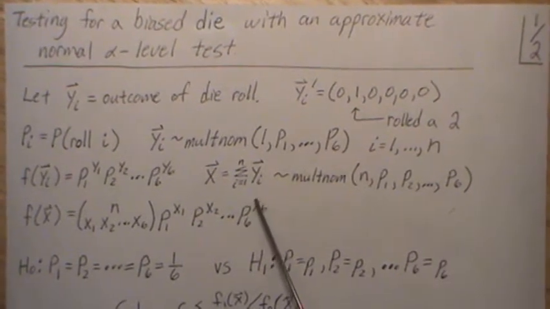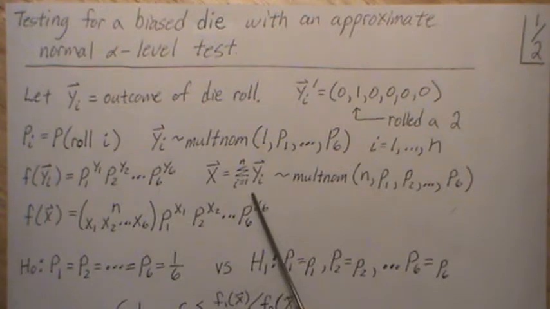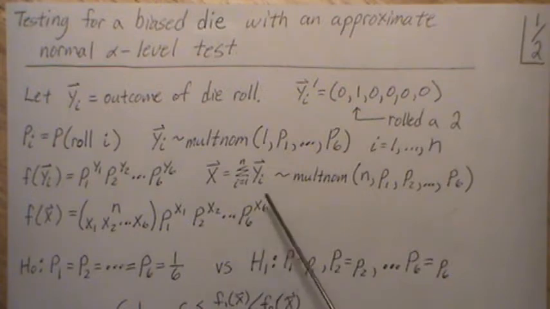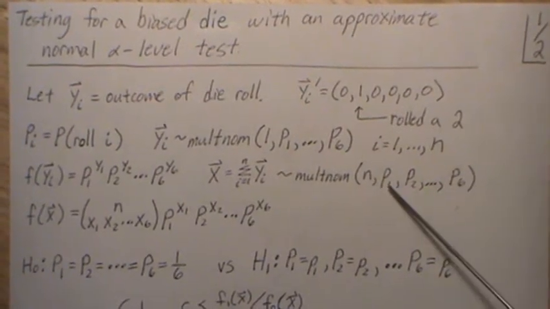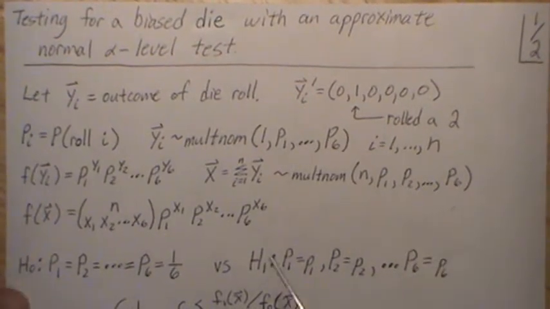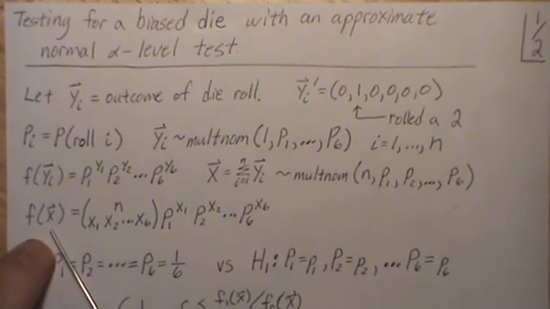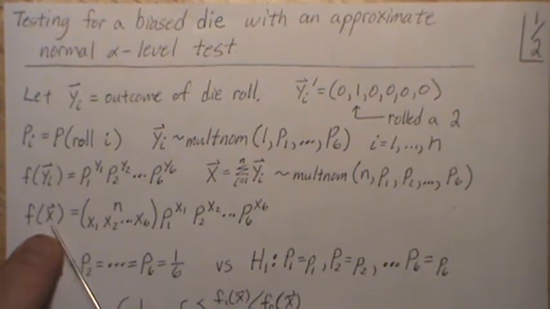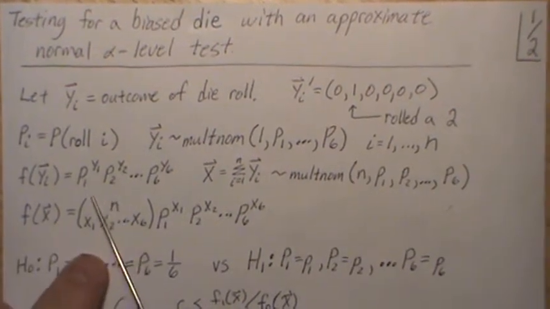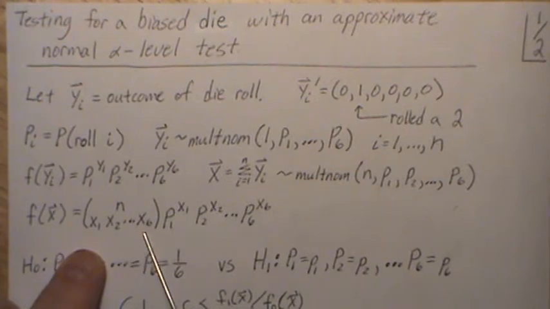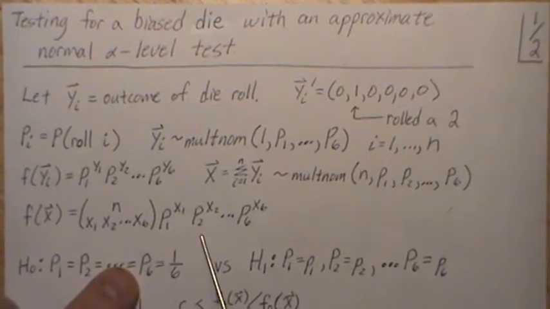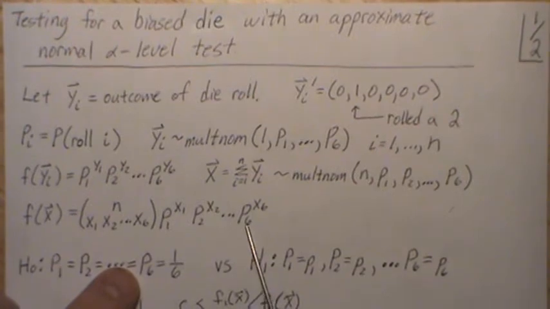Right, we're collecting a sample of size n, and then if we take the sum, it will tell us how many 1s we rolled, how many 2s we rolled, etc. And it's also a multinomial distribution with parameters n and P1 through P6. And these are the probabilities, of course, of rolling a 1 or a 2 or a 6. The probability mass function for x is the combinatorics n choose x1, x2 to x6, and then p1 to the x1, p2 to the x2, and p6 to the x6.